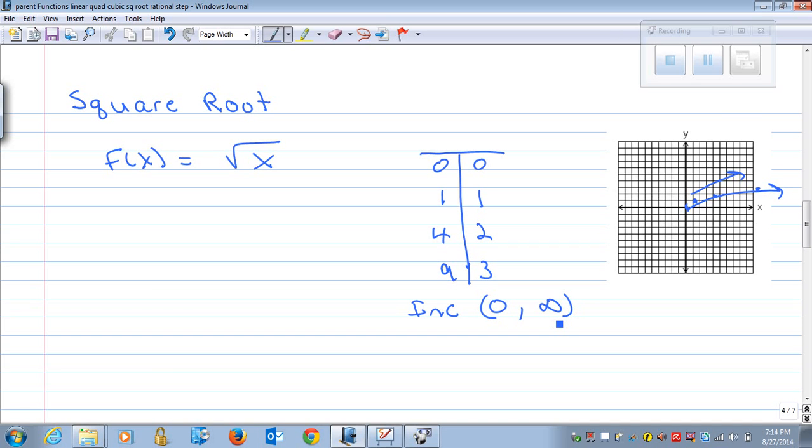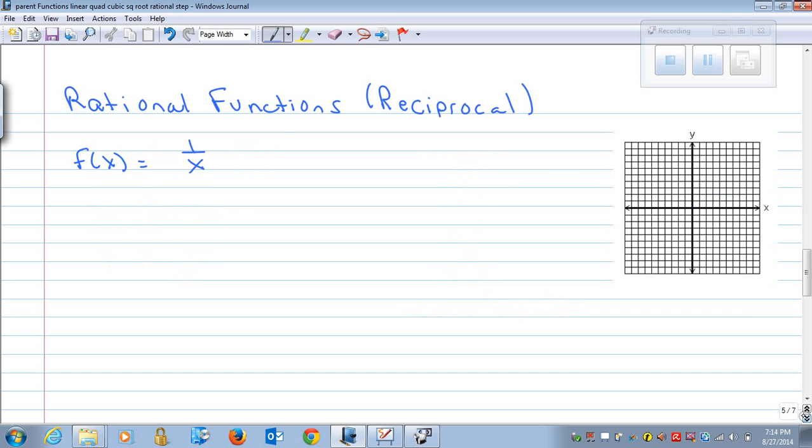And then last, our domain. Our domain would be all numbers greater than or equal to 0, so from 0, equal at 0, so hard bracket, to positive infinity, and our range would also be from 0 to positive infinity. All right, 2 more to go. Let's go on to reciprocal functions.